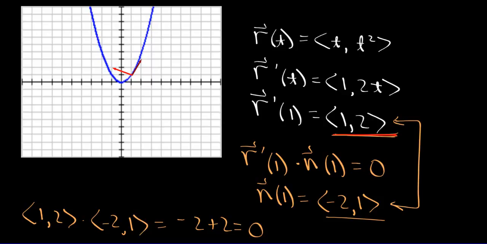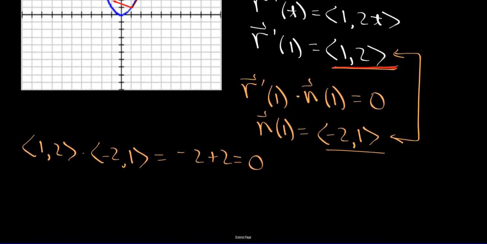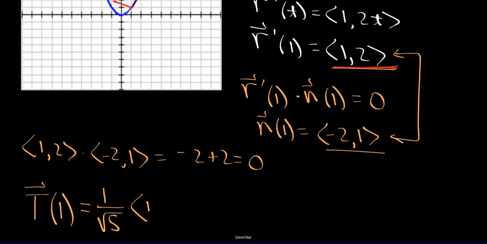Now, you notice that this tangent vector here is not a unit vector. We have both magnitude and direction for this thing. Well, I want to change that into a unit vector. So I want to say this vector that I'm going to call capital T of 1 is going to go like this. I'm going to take the vector and divide it by its magnitude. So I'm going to say 1 over the square root of 5, and then the vector is 1, 2. Remember, that's how we get a unit vector.